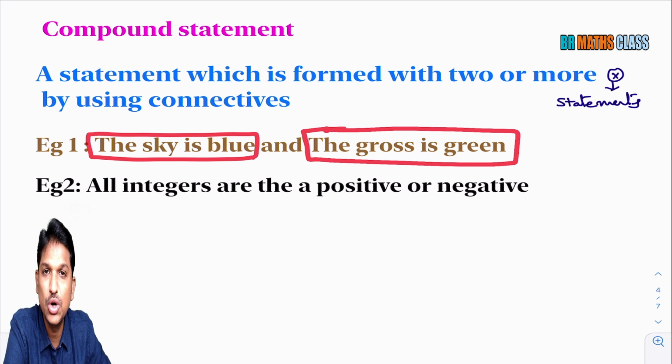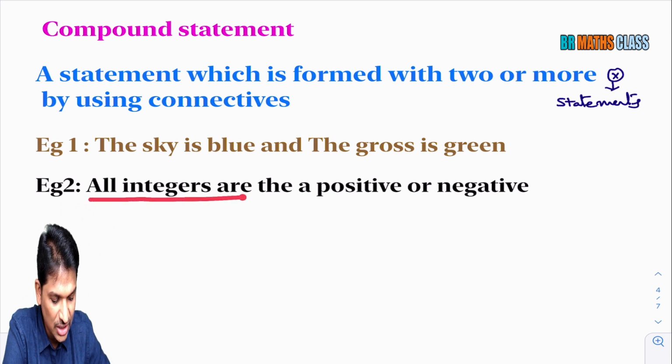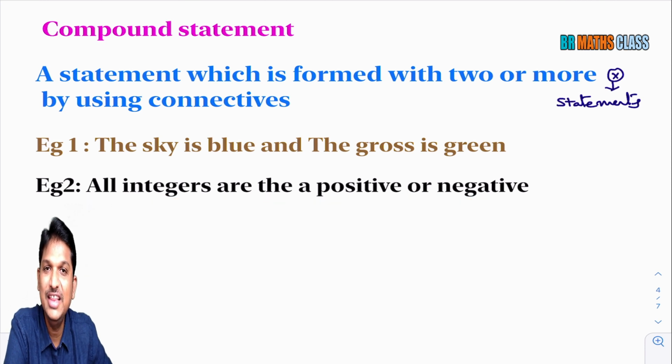And the connective word in this compound statement is and. We'll look at one more example for this compound statement. Observe this example: all integers are positive or negative. In this, what is the connecting word? You can observe here, or is there. So or is the connecting word.